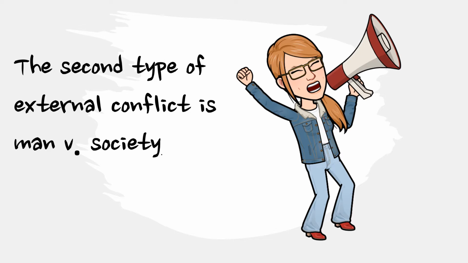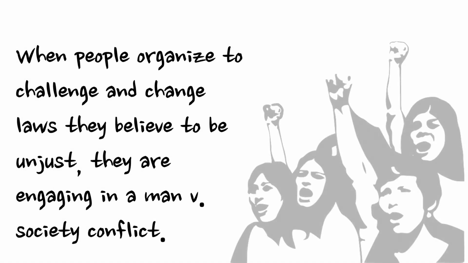The second type of external conflict is man versus society. In this type of conflict, an individual or group of individuals challenge societal norms, which are also known as the status quo. The individual or group of individuals hold values, beliefs, or preferences that are in opposition to the norms of society.